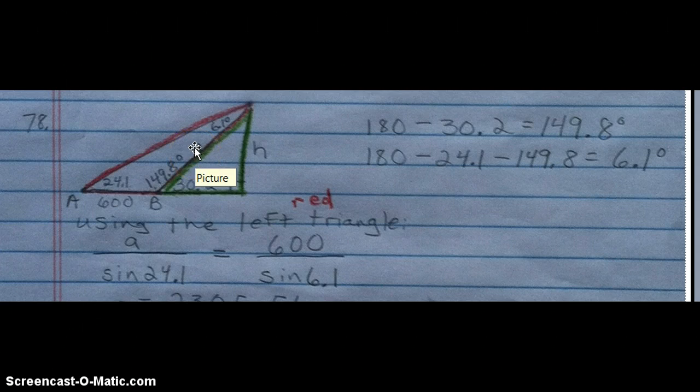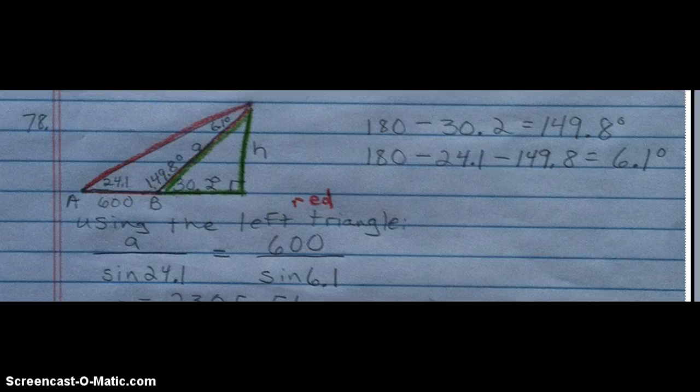We need to calculate side A in the red triangle. We have 24.1 degrees as the angle of elevation at point A. We can calculate angle B here. We know that this angle ABC and our angle of elevation, 30.2, have to add up to 180 degrees. So 180 minus 30.2 is 149.8. That's this angle right here, this obtuse angle. We can add this angle and subtract from 180 to get the third remaining angle in this triangle. That will give us 6.1 degrees.